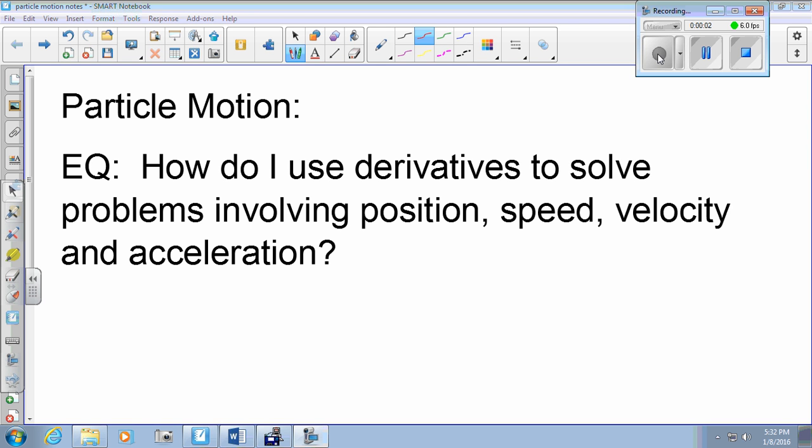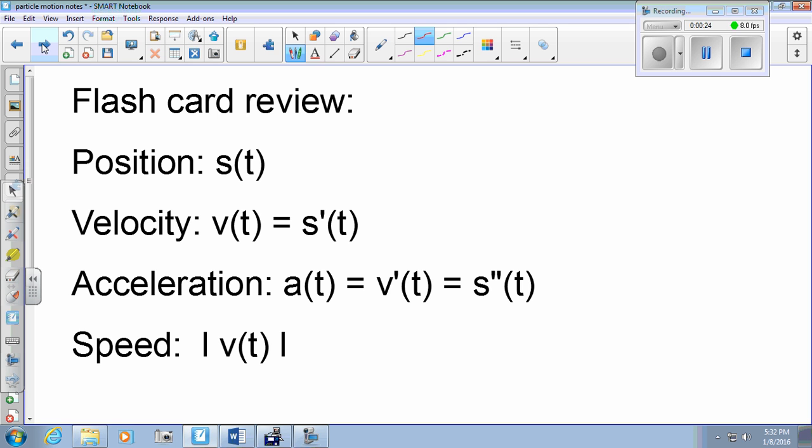In this lesson, we're going to talk about particle motion, and especially we are going to talk about how to use derivatives to solve problems that involve position, speed, velocity, and acceleration. Be sure that you have your paper set up in Cornell Note format and pause the video anytime you need more time to write. Okay, so let's do a little flashcard review.